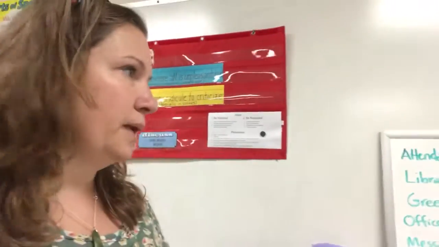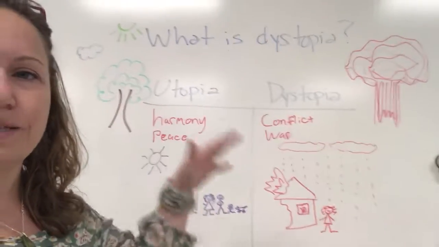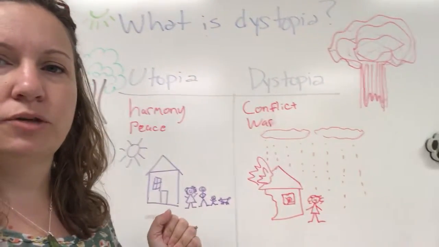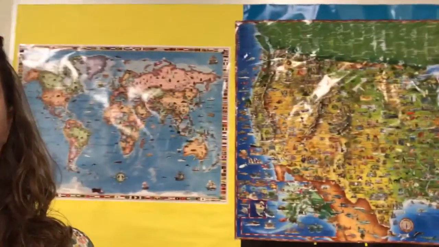The other thing I've tried to do is implement as many images as I possibly can. As we're defining things, we're trying to draw out the concepts. Dystopia is a really big concept and difficult for them to get, so we're doing a lot of images with that. Since we're closely tied to our social studies classes, world history and geography, I went ahead and got some maps, and I tried to get maps that have lots of pictures on them to help those students.